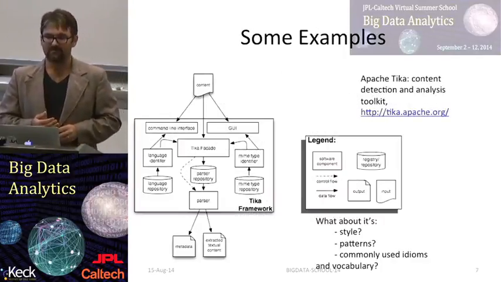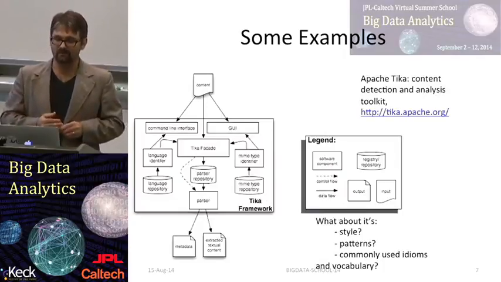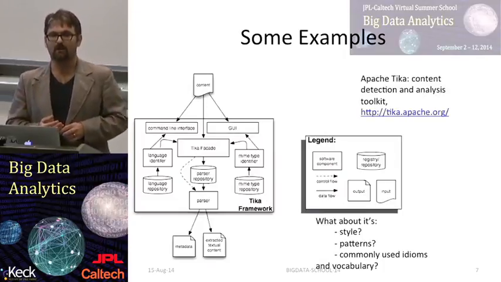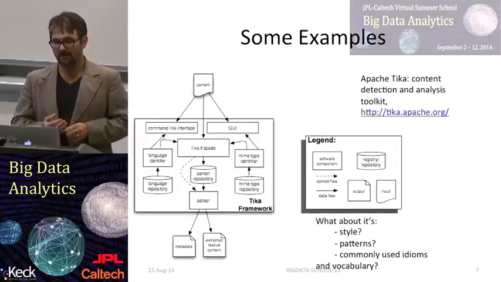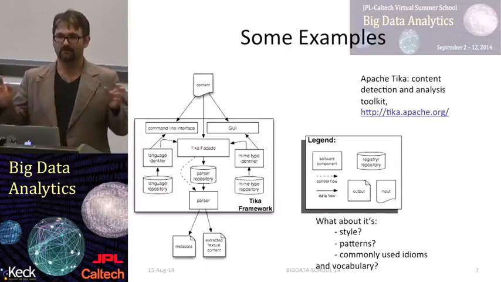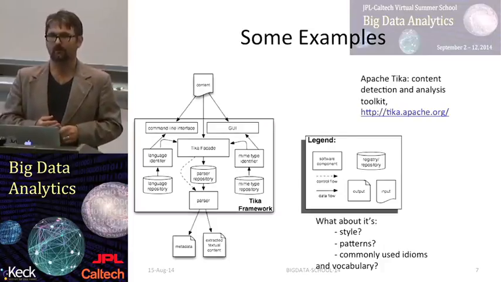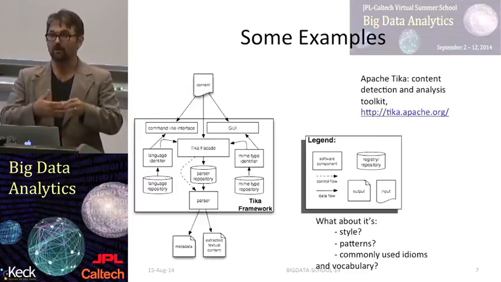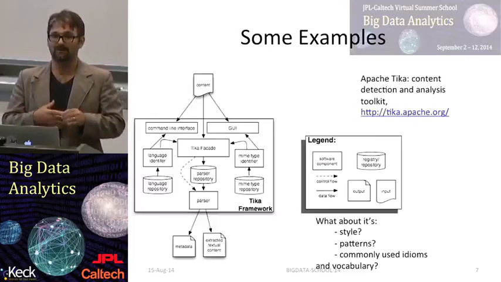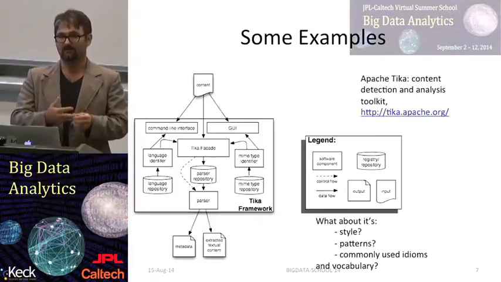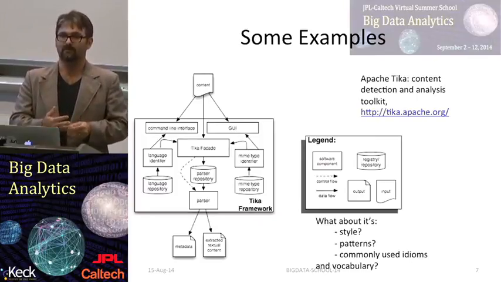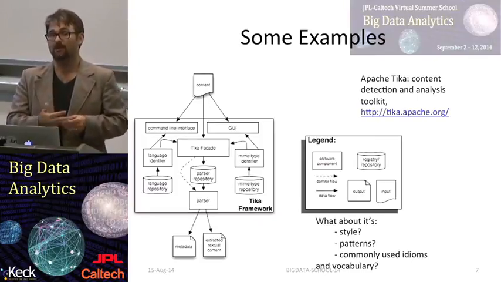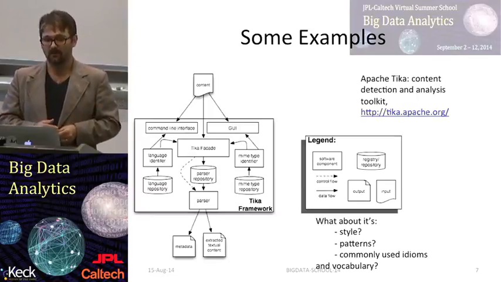What are some examples of software architectures? Here's an example. This is a very popular content detection and analysis toolkit called Apache Tika. Tika has been referred to as the digital Babel fish. I'll be talking to you a little bit about Tika in one of my further lectures here in the summer school. Effectively, you can think of it as a small library that handles identification of file types, extraction of text and metadata from those file types, and then identification of language and potential translation of that language.